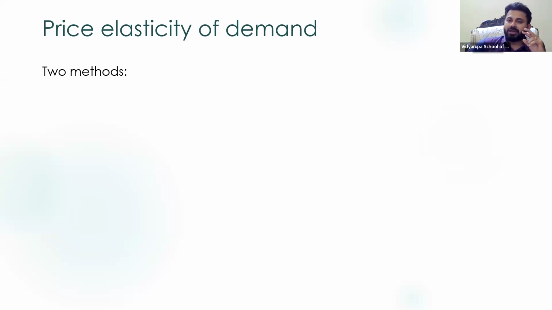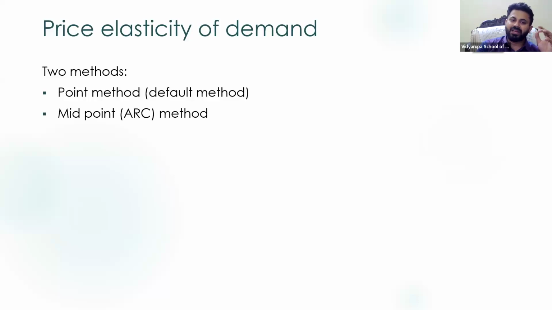The price elasticity of demand can be computed in two ways. Number one, the point method, which is the default, common method. When nothing is mentioned, we'll use it. And there is another method called the midpoint method. Point method or the default method, and midpoint method. The midpoint method is also known as the ARC method, basically average value. Okay, we'll come to that. We'll learn both. First of all, what is this?